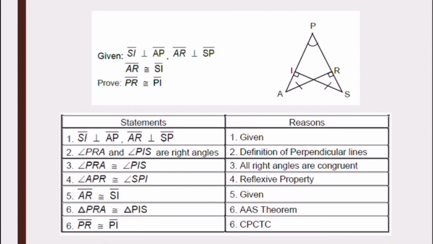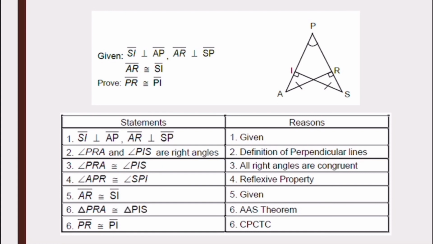the given here is line segment SI is perpendicular to line segment AP, and line segment AR is perpendicular to line segment SP. Another given, we have line segment AR is congruent to line segment SI. Let's prove that line segment PR is congruent to line segment PI. Given the illustration on the slide, let's proceed to our statements and reasons.